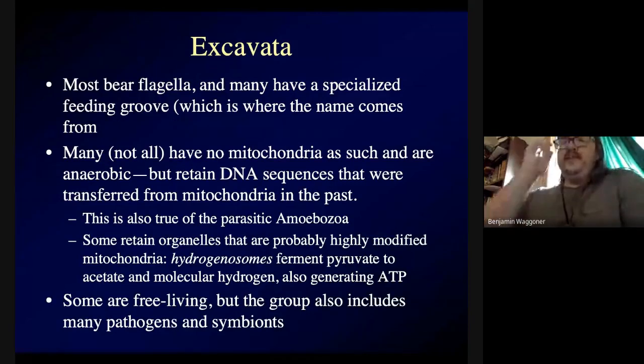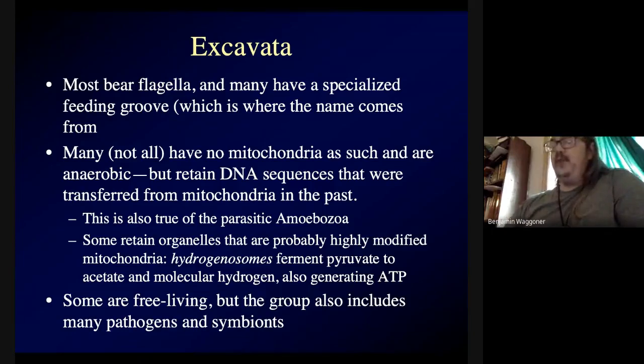The other super duper group that's got lots of parasites in it is called Excavata. Excavata, most of these have flagella, right? Long hair-like organelles that they'll use to swim. They get their name because many of them have a specialized food groove in the cell. Not all of them do, however, but many of them do. Many of them have lost their mitochondria. They retain DNA sequences that used to belong to their mitochondria.